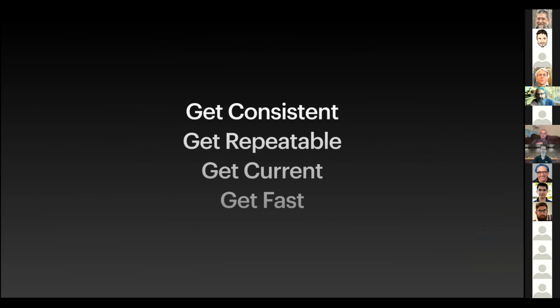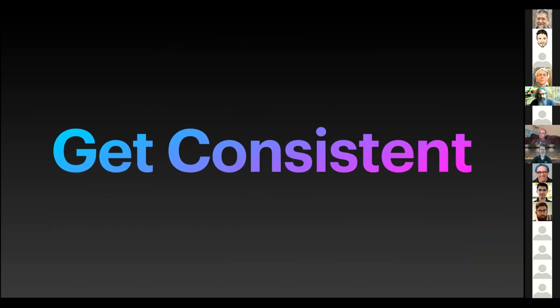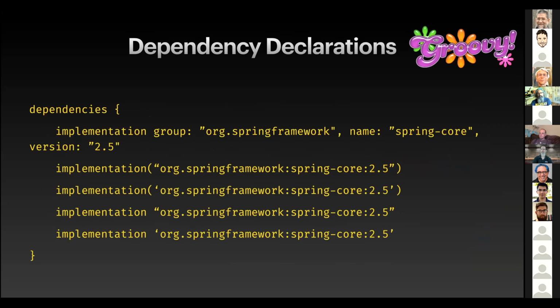I'm going to go through four little sections here: getting consistent, getting repeatable, getting current, and getting fast. All right, so getting consistent. This is something that I see a lot in people's Gradle build files: they have these different styles of doing things.